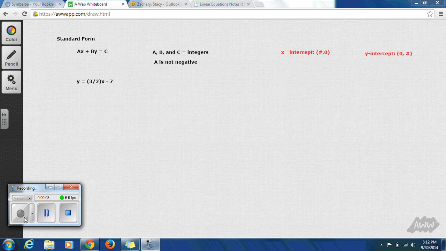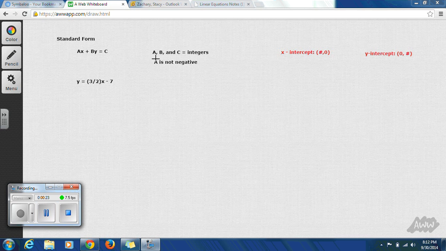In this example, I'd like to show you how we can take an equation that is in slope-intercept form, y equals mx plus b, and translate it to standard form. Standard form is written as ax plus by equals c. There are two important things to realize when we write things in standard form.